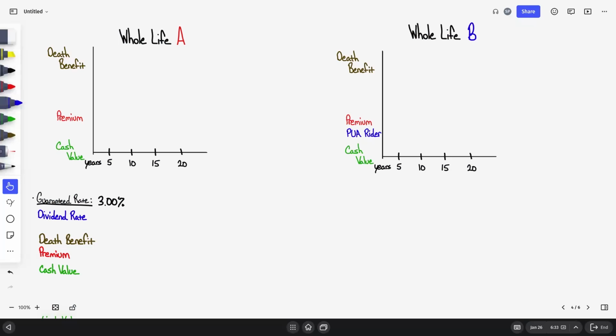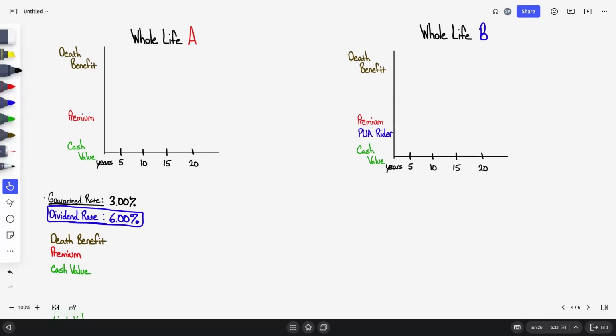However, the dividend rate is the total rate the company is applying to whole life insurance policies. So we might see a dividend rate of 6%. So you do not receive the guaranteed rate and the dividend rate, which would be 9%. No, that would be nice. We get just the dividend rate. So the dividend rate includes the guaranteed rate.